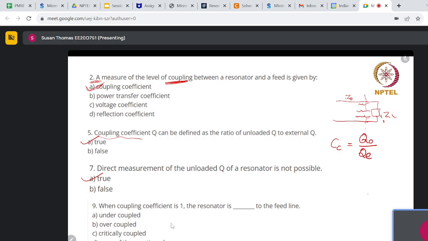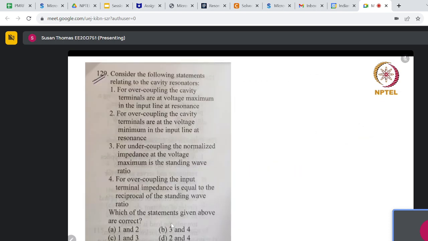So you have a resonator and you have a feed line. Suppose the coupling coefficient is 1, that means it is critically coupled. Yes, right answer. If the coupling coefficient is less than 1, then it is undercoupled, and if it is greater than 1, it is overcoupled. Okay. So, just wanted to give some questions.